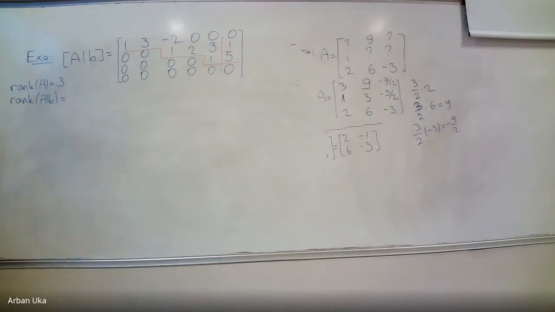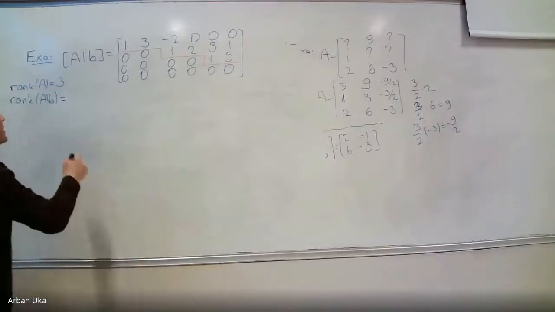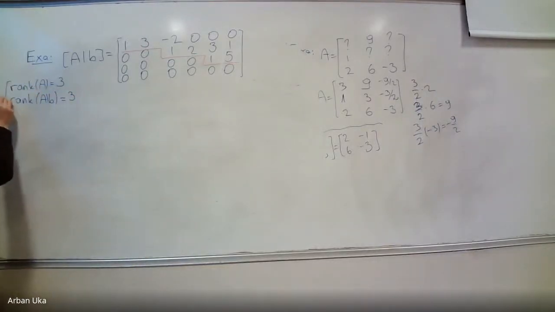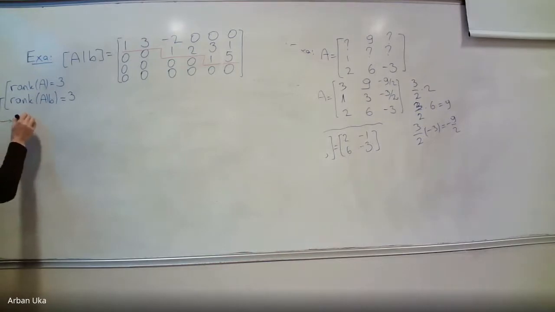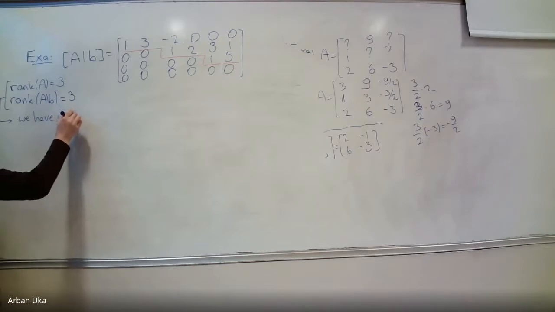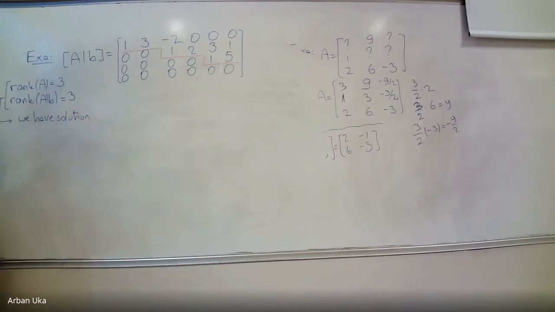What is the rank of AB? It's still 3. That's correct, it's 3. So if the rank of A is equal to the rank of AB, then we have a solution. There is always a solution.